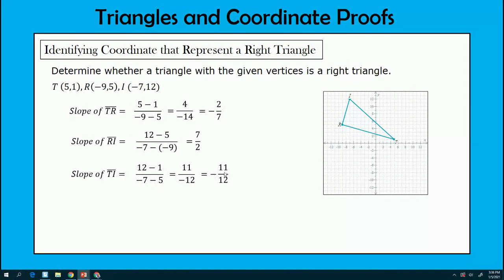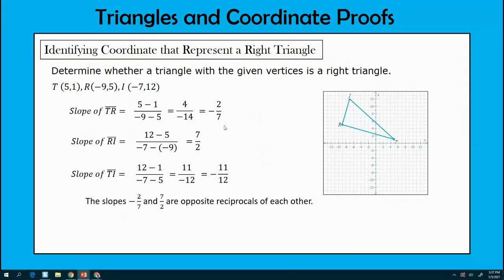And we would just write that as negative 11 over 12. All right, so I found all three slopes. Now let's compare them. Are any of the slopes opposite reciprocals? Remember, opposite means one's positive, one's negative. Reciprocal means as a fraction, they are flipped. The numerator and denominator are interchanged.